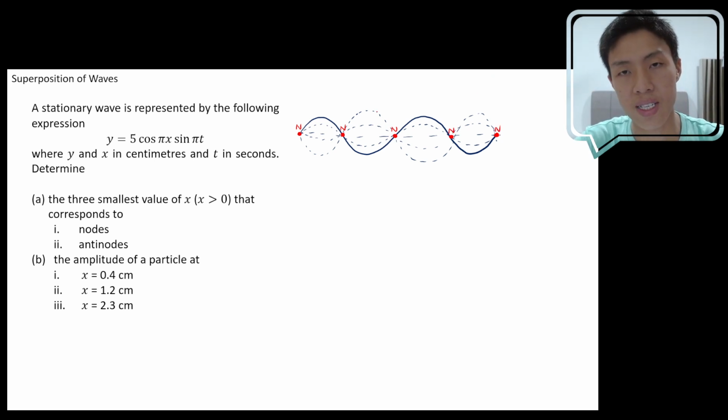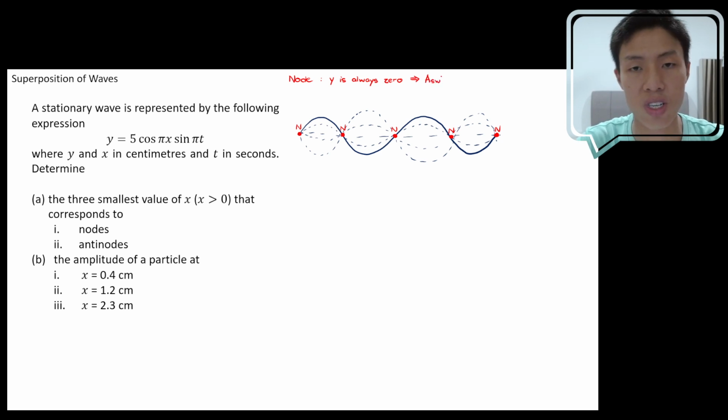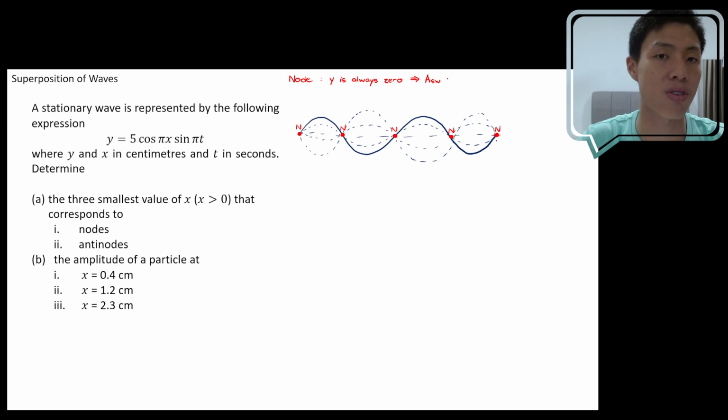So we can see clearly that for a node, because your displacement is always 0, that means the amplitude of the standing wave at this position, the highest you can go at the nodes, is 0, because you can never go more than 0, you can never go less than 0. You're always at 0, so your amplitude for a standing wave at this position is always 0.